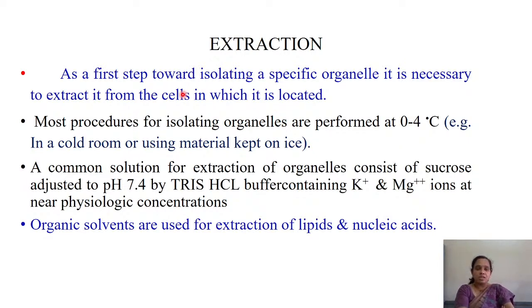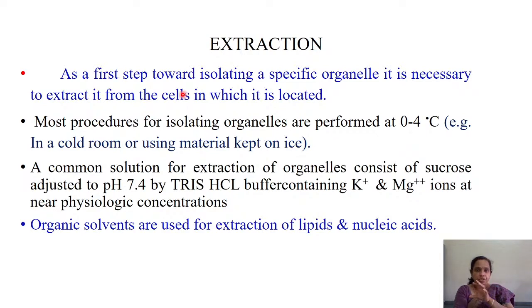Most procedures of isolation of the organelles take place at 0 to 4 degrees centigrade. A common solution used for extraction consists of sucrose dissolved in tris HCl buffer, adjusted to a pH of 7.4, which contains potassium and magnesium at physiological concentrations. So these are the common things that are present during the extraction process.